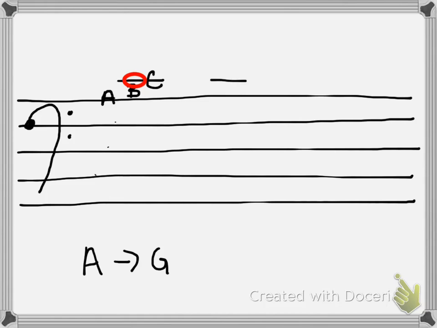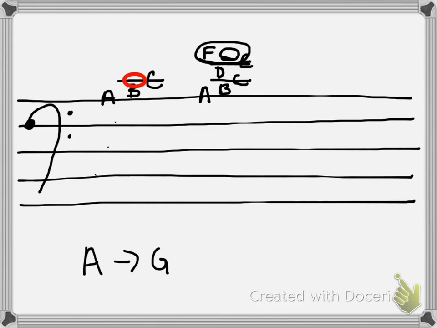Let's put another note in here. Let's put the note right there. So if we're going to figure out that note, we're going to say we have A, B, C, D, E, and F. So then we know that this note here is an F.